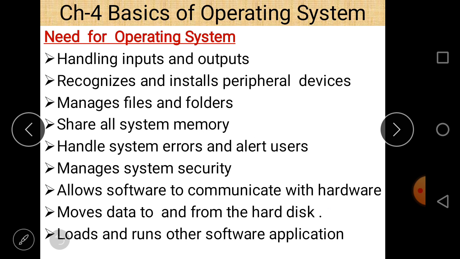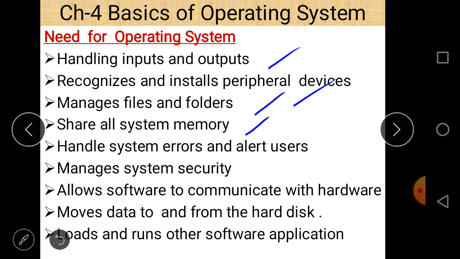And next is why we need an operating system. We need an operating system because of handling input and output, and because of recognizing and installing peripheral devices, meaning input and output devices, and it manages files and folders. Due to the operating system, we are capable of sharing all memories, different types of memories in our computer systems.